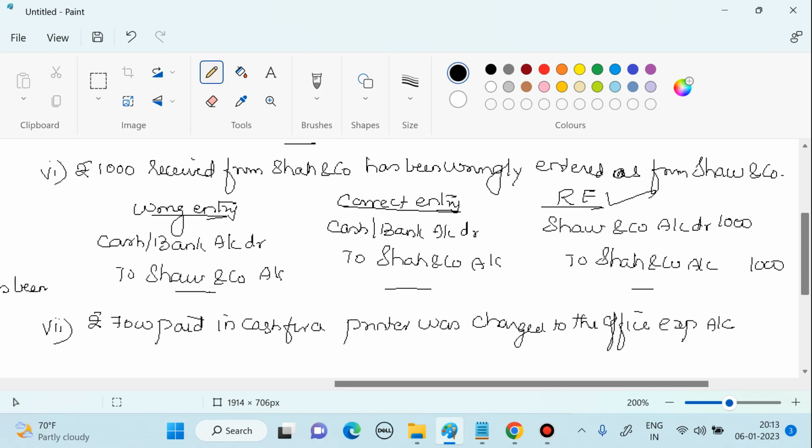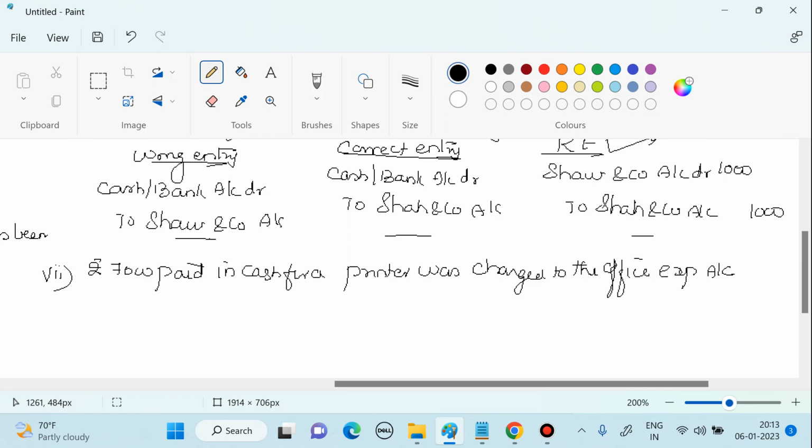Rupees 7,000 paid in cash for a printer was charged to office expense account. So when you paid money to get a printer, what should have been the journal entry? You should have passed entry of printer account debit to cash account, 7,000. Because it's an asset. Printer is an asset. You can use it for many years.